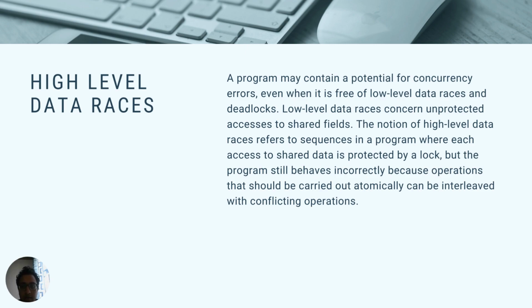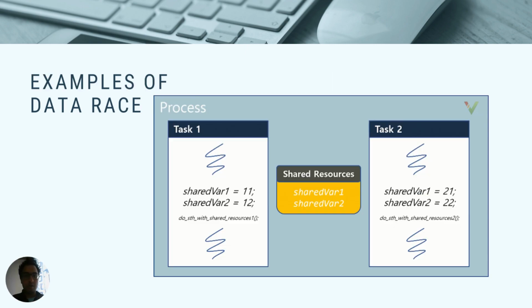Coming to the next slide. Here you can see examples of data race. Here we have defined a process in which there are two tasks, task 1 and task 2, and they are using the same shared resources. So let's understand it properly.